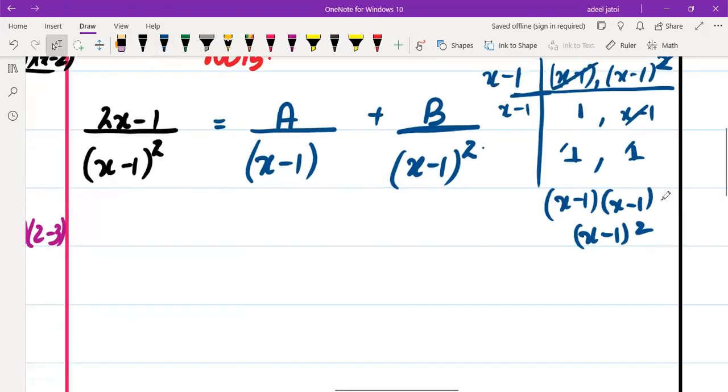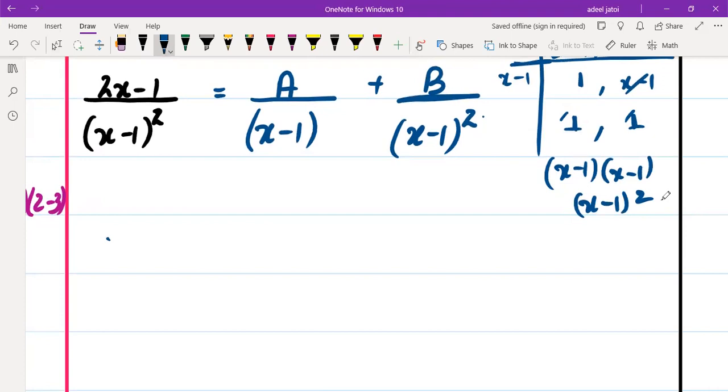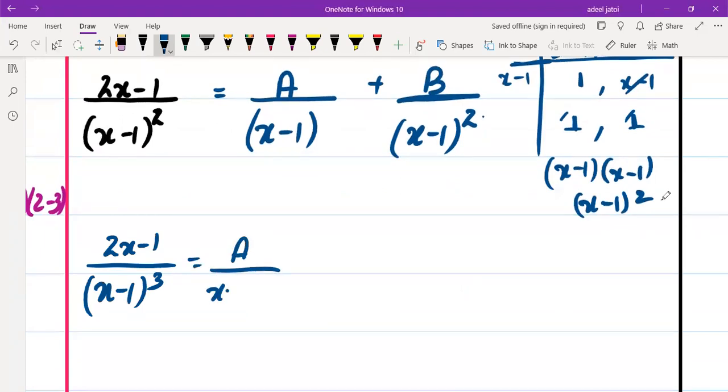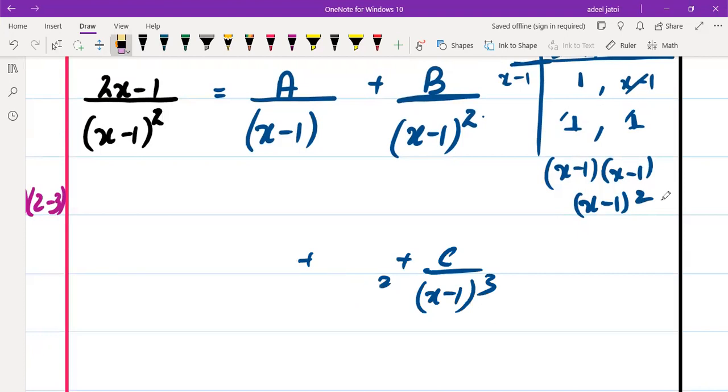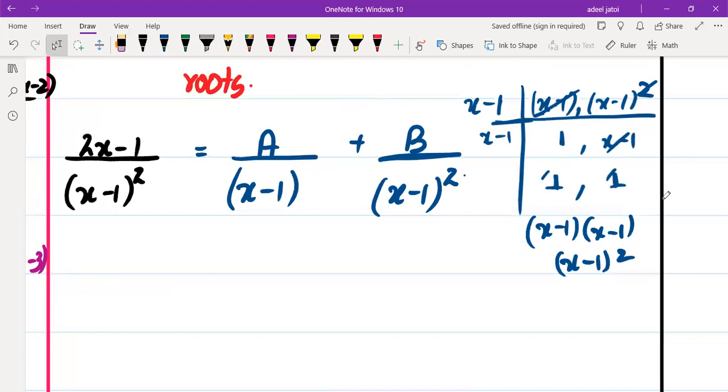Now, with the same example, if the same question would have been 2x minus 1 upon x minus 1 cube, it would have been A upon x minus 1, B upon x minus 1 whole square plus C upon x minus 1 cube. So we would have opened till C with the cube. But obviously we'll be doing such a question after this example. So now, knowing the fact that this particular 2x minus 1 upon x minus 1 whole square will be opened as A upon x minus 1 plus B upon x minus 1 whole square.